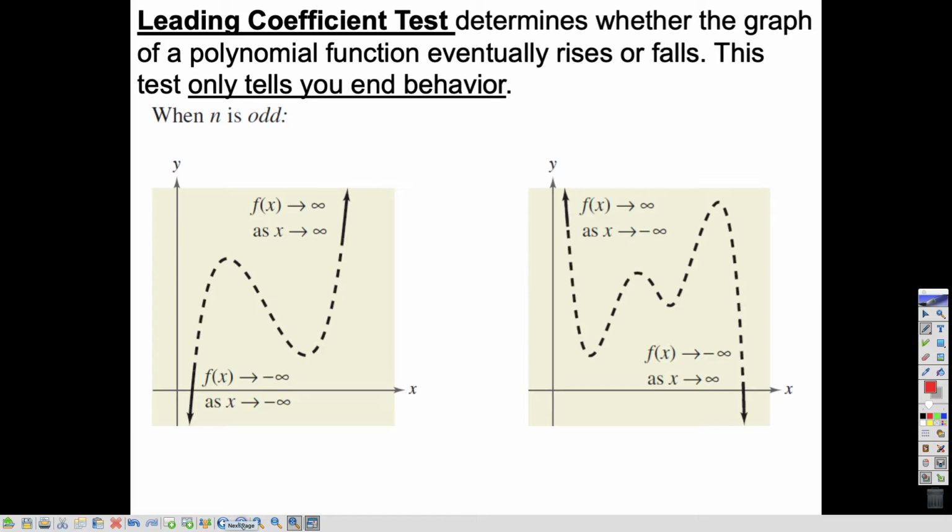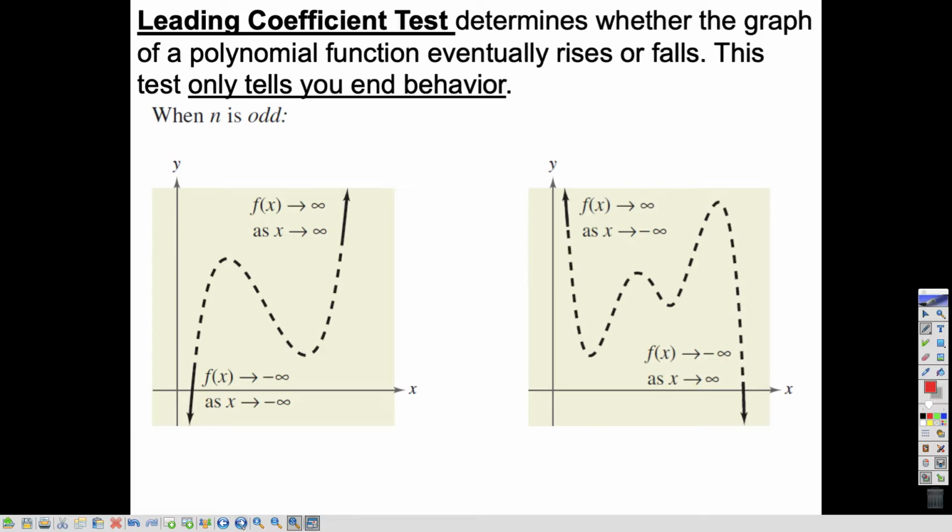Why is this odd? Because it starts and ends at different places. It starts and ends in different directions. Yes, different directions.